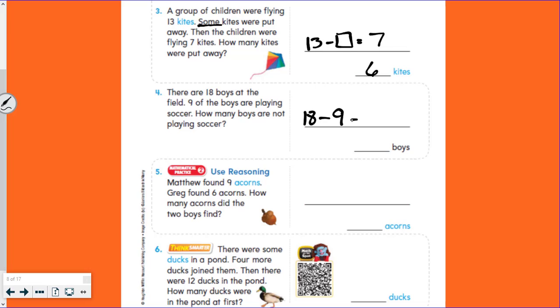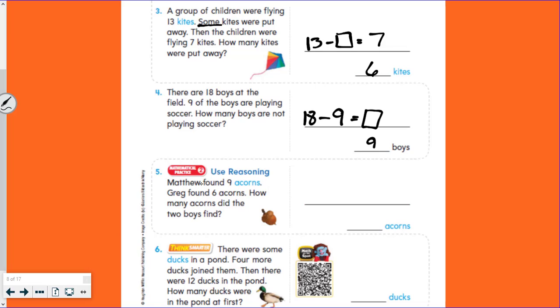How many boys are not playing soccer? So we're going to put a blank because we don't know how many are not playing soccer. Okay, but really we do because we know 9 plus 9 equals 18. So it's a 9 because it's a doubles fact that helps me solve that one.